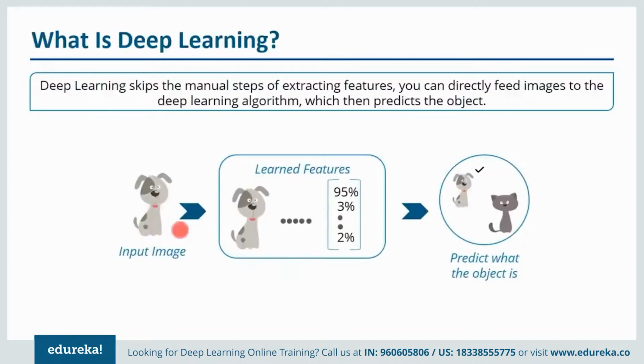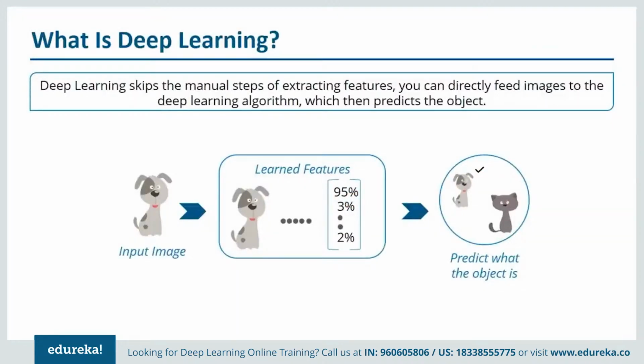So we provide an input image of a dog, and it will automatically learn certain features even if we don't provide them. After that, it will give us the probability. In this particular scenario, it says 95% chance of being a dog, 3% chance of some other animal, and similarly 2% chance of some other animal. Since the highest probability goes with the dog, the prediction says that the input image is nothing but a dog.